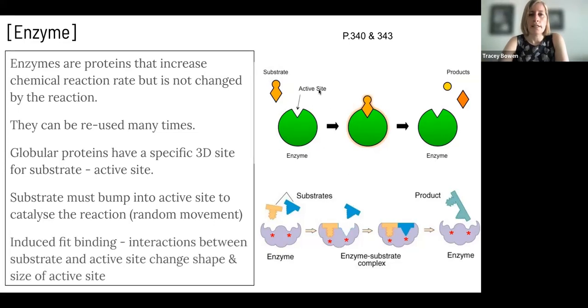The way that an enzyme works is the model called the induced fit binding model, and interactions between the substrate and the active site change the shape of the active site. So as the substrate approaches and connects with the active site, it is going to change its shape to accommodate that specific substrate. However, active sites are specific to certain substrates. So not any old substrate can bind into an active site and have a reaction occur.